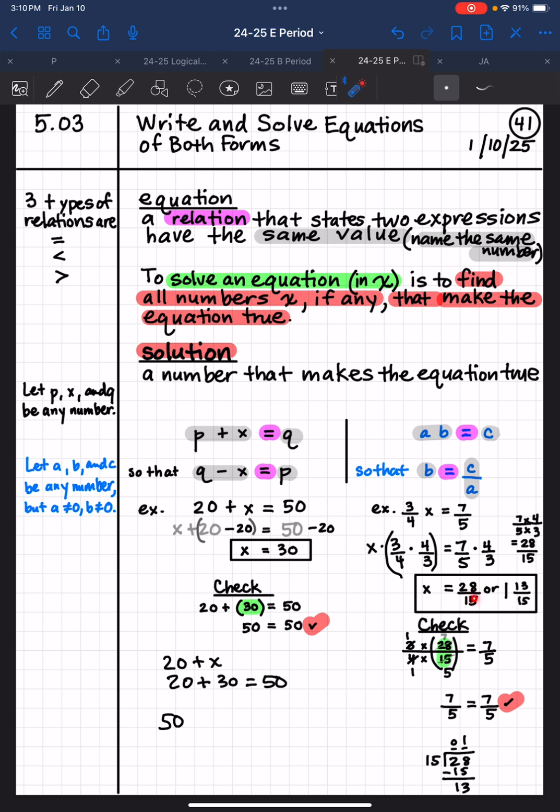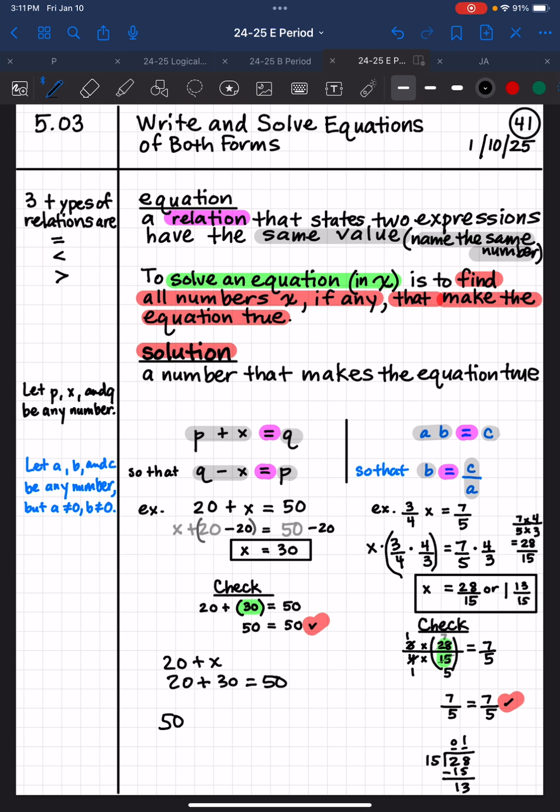I'm going to keep this as a fraction because I know when I'm multiplying fractions, I don't want to write them as mixed numbers. So I'm going to keep this as a fraction. So if there is a solution, a number that makes this true, I'm saying it's going to be 28/15. So I have to check to see if that actually does make it true by using the number x with 28/15.